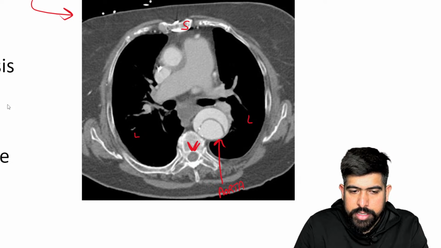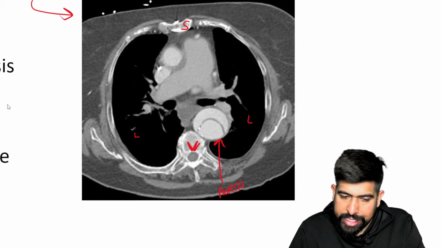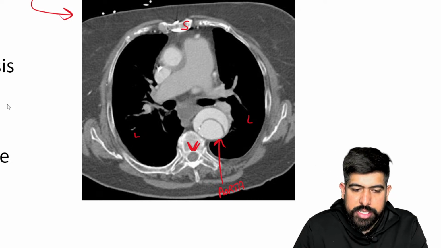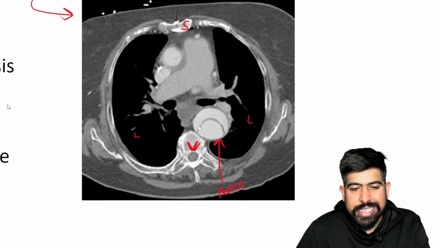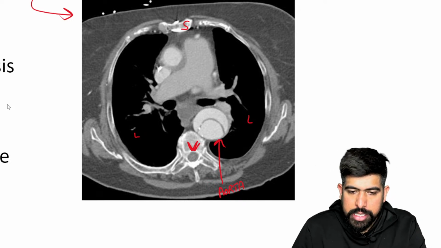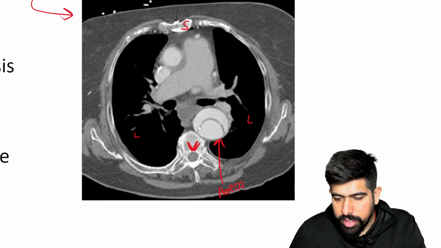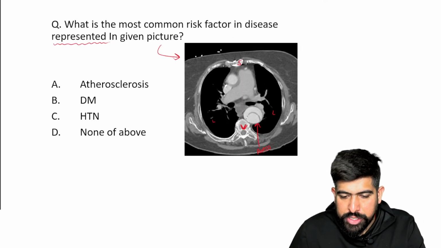Is it clear? Yes. Tennis ball. Aortic dissection. Tennis ball sign is seen. Also seen is the crescent sign. We can say the crescent also. Okay, very good. Let's zoom out the picture.